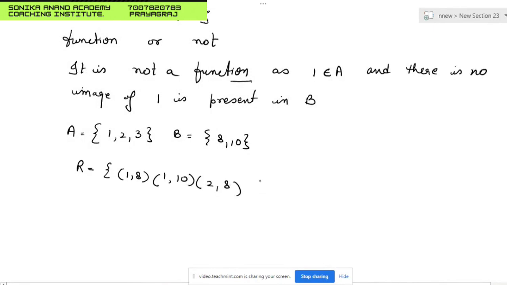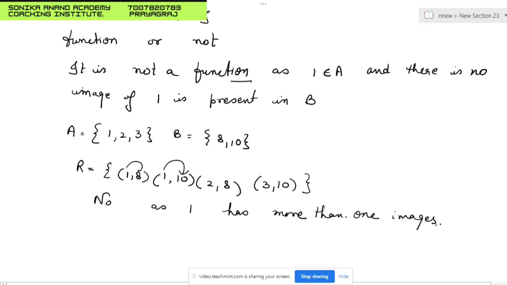Is it a function or not? No, because 1 is mapped with repeated 8. That was repeated. It has more images. Okay? Yes, ma'am. As 1 has more images. Clear? Okay, ma'am.